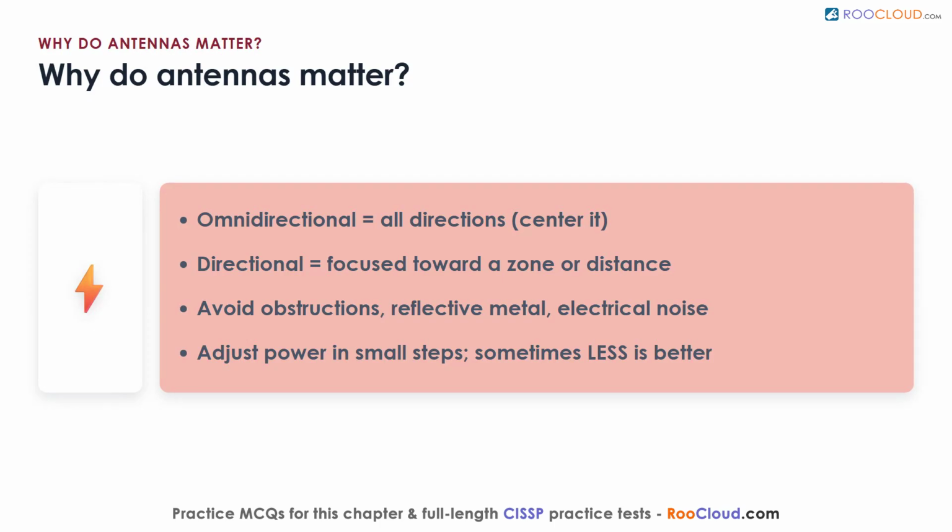Avoid solid obstructions, steer clear of reflective metal surfaces, and keep away from electrical noise. If signal is still poor after a survey, nudge the power level in small steps and note the original setting, since sometimes lowering power actually improves things. Think of aiming a flashlight versus lighting a whole room.